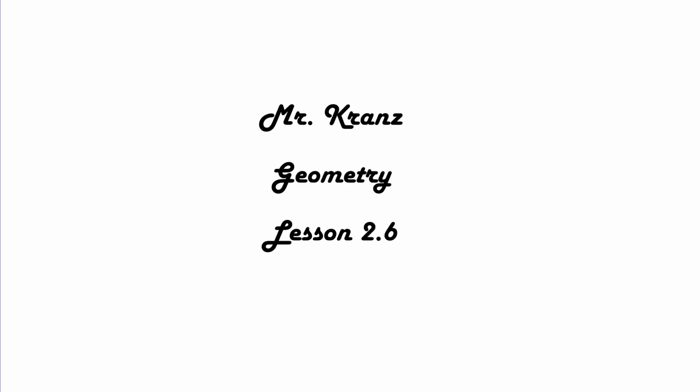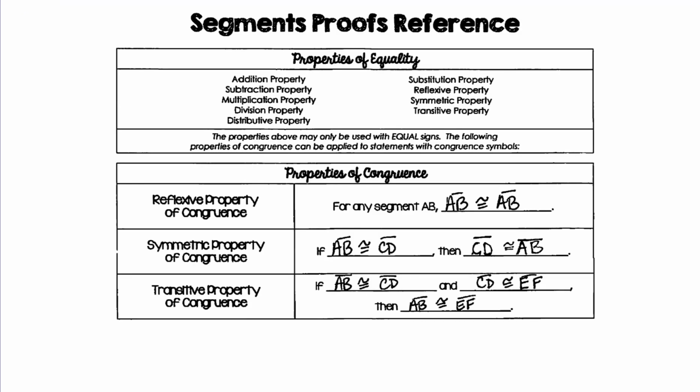So what we're going to work on today is taking some of the skills that we learned earlier about logic and reasoning and how to do proofs and apply them to some geometric structures that we've learned before. So the first one to look at is segment proofs, and here's a reference guide for you on all the properties of equality that we did last lesson, right? Addition, subtraction, multiplication, distributive, substitution, reflexive, symmetric, and transitive.